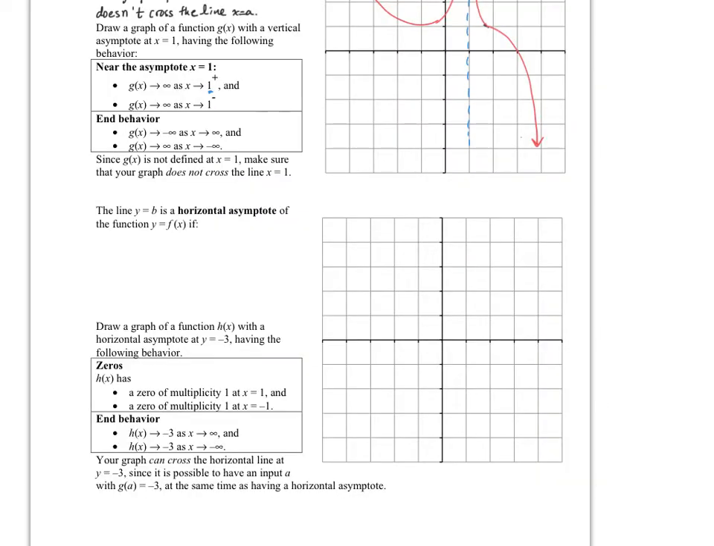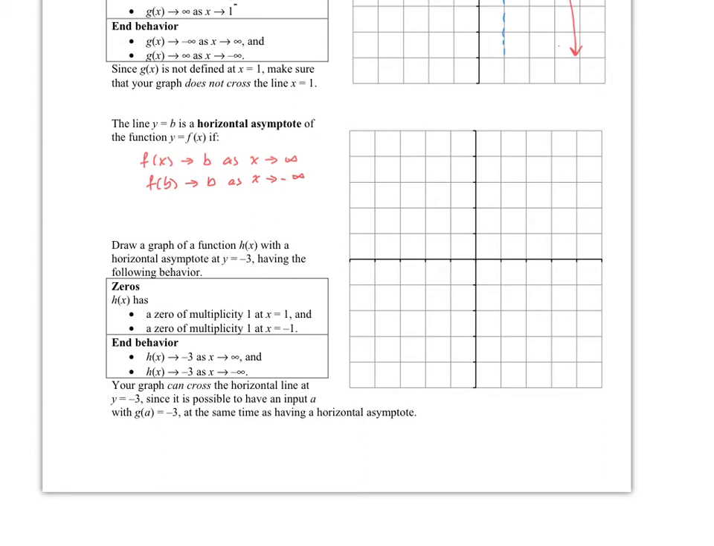Okay, so now let's look at the horizontal asymptote. The phrase says the following: the line y equals b is a horizontal asymptote of the function y if f of x approaches b as x goes to infinity or x goes to minus infinity. Okay, so that's what it means to be a horizontal asymptote.